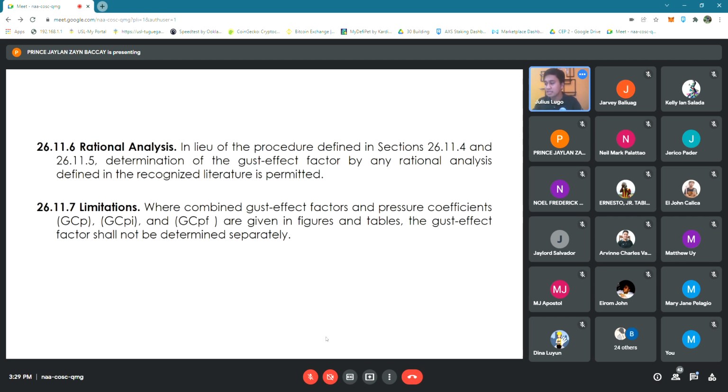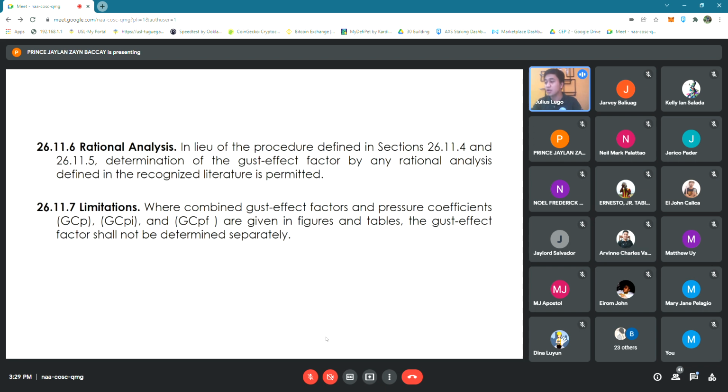And then we have, next slide, rational analysis. Okay, so we have the rational analysis. It will be used to determine other gust effect factors other than stipulated in sections 26.11.4 and 26.11.5. Pero hindi naman mag-rational analysis kasi hindi naman natin ginagawa talaga yan. Kung ano na lang yung available dito na formula and methods, yun na lang ang gagamitin natin. Okay? So, meron tayong limitations as well.